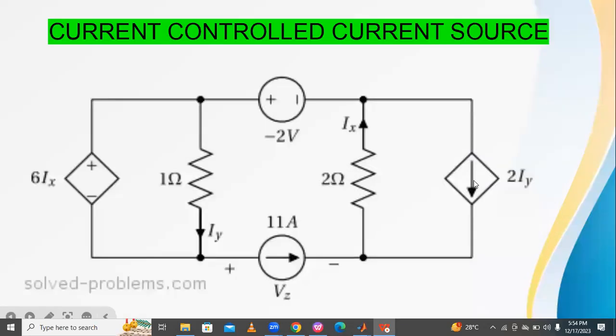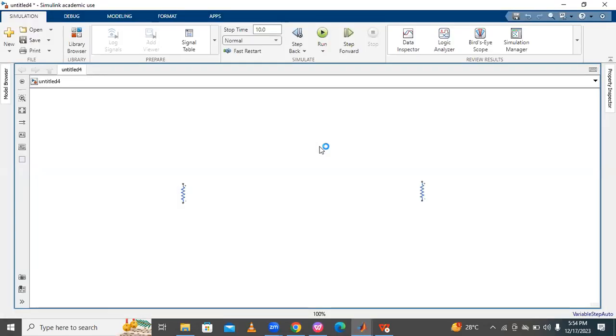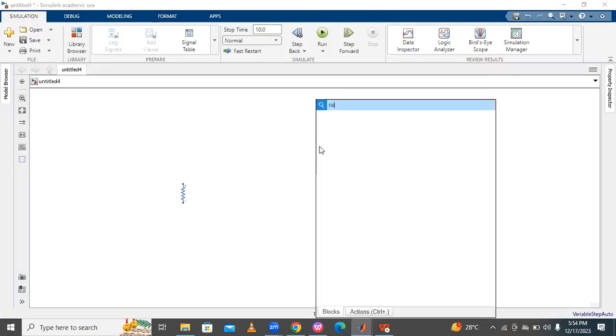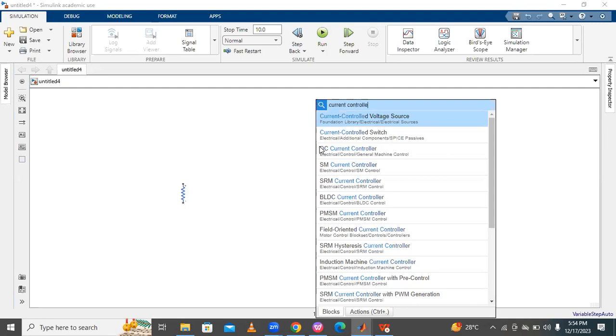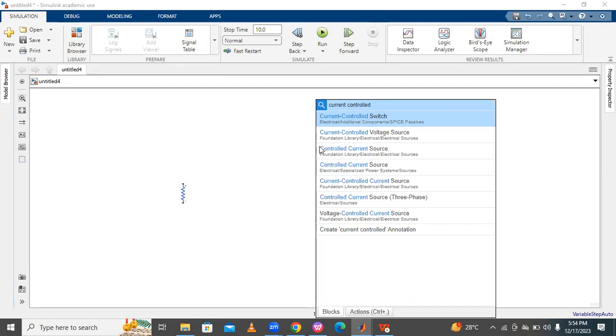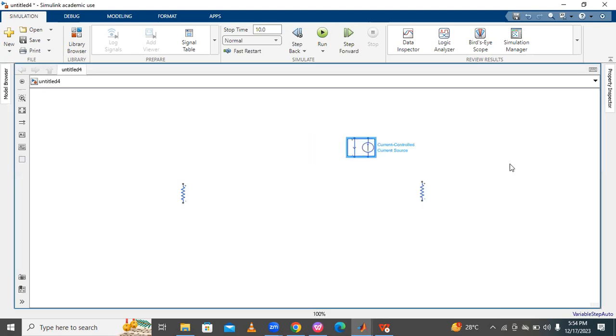Next, this is called a current controlled current source. Right here, current controlled current source. In between, we have to place a current controlled current source.